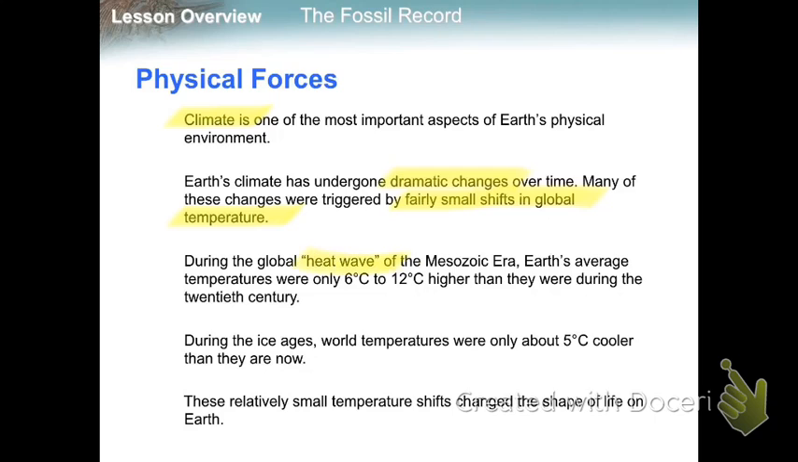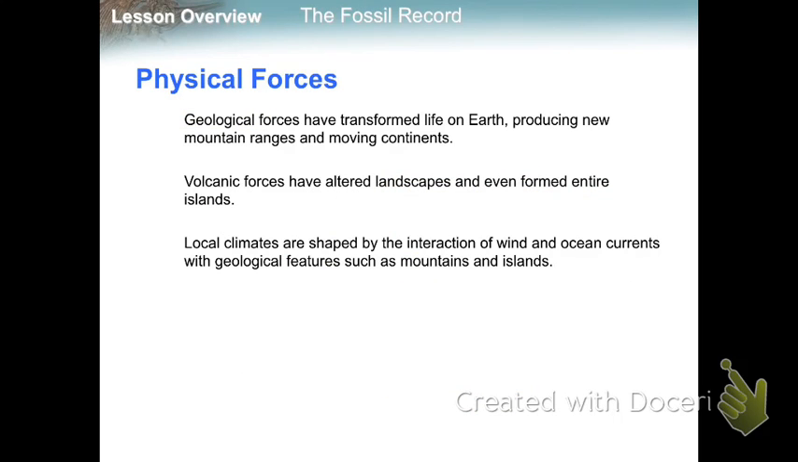The heat wave of the Mesozoic era, the temperatures were only 6 to 12 degrees Celsius higher than they were during the 20th century. The Ice Age, world temperatures were only about 5 degrees Celsius cooler than they are now. Doesn't sound like a whole lot, but these small temperature shifts can change the shape of life on our Earth, and they have in the past, according to the fossil record, or what we see.